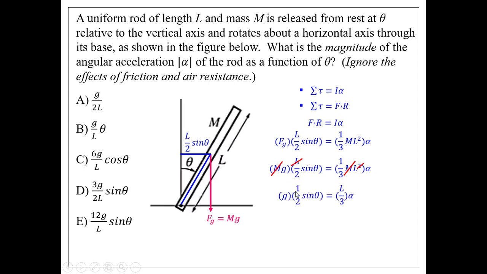So it'll be g, L disappeared, that's just a 1. So it'll be 1/2 sine theta, and then L over 3 alpha. So to find alpha though, you would just multiply both sides by 3. At the same time, divide both sides by L. So that's going to look like this. It'll be 3 times g times 1 times sine of theta, which is just 3g sine theta. And then the 2 is in the denominator, but you're going to move the L on the top right to the bottom left, and that'll give 2L. And that is going to match, let's see, choice D.